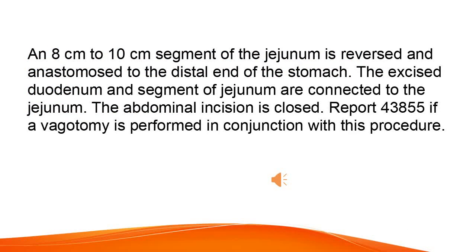An 8 cm to 10 cm segment of the jejunum is reversed and anastomosed to the distal end of the stomach. The excised duodenum and segment of jejunum are connected to the jejunum. The abdominal incision is closed. Report 43855 if a vagotomy is performed in conjunction with this procedure.